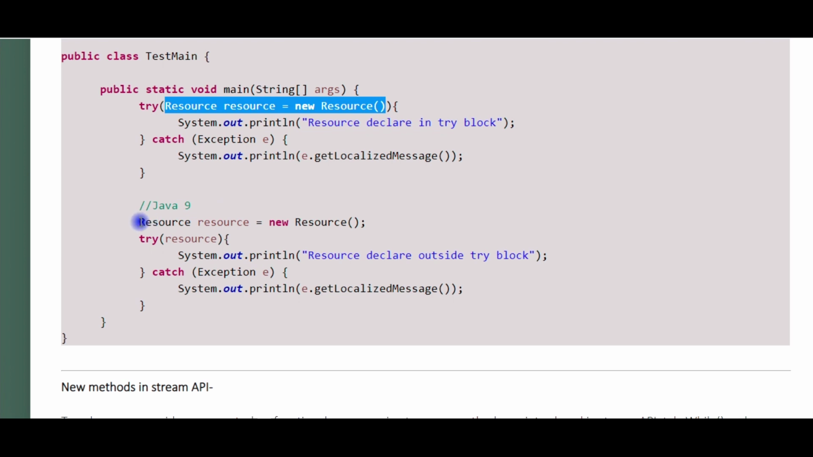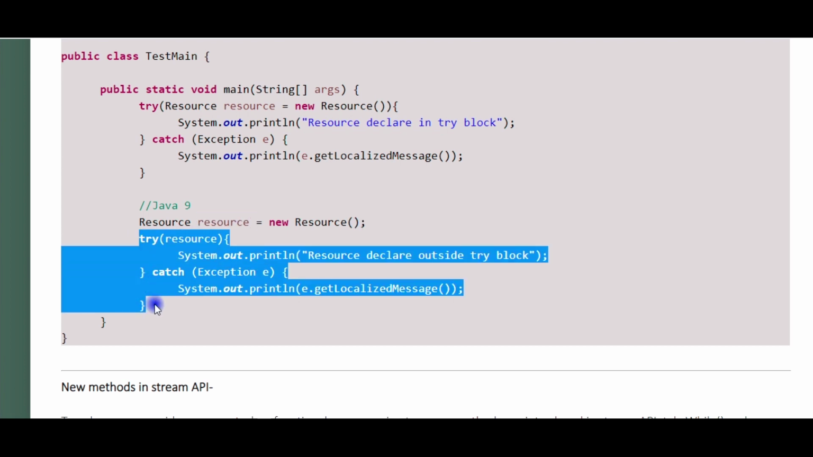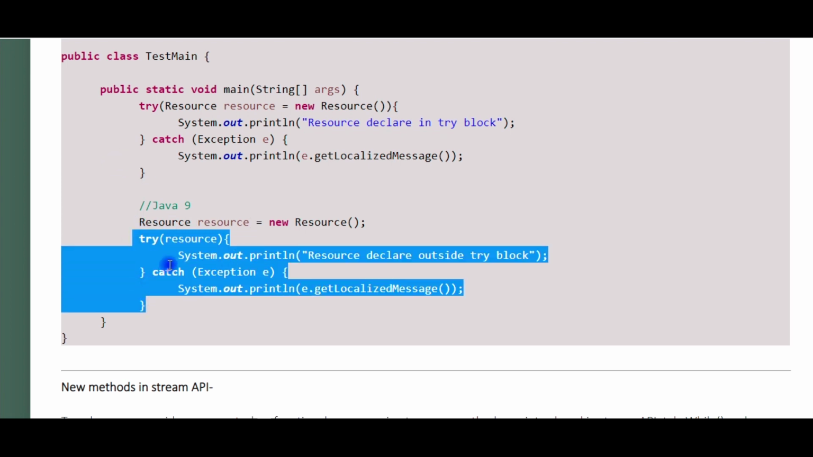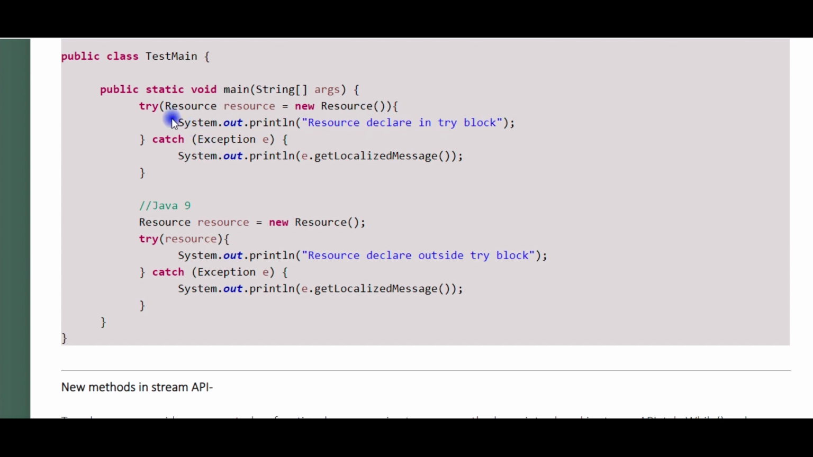In Java 9 there is no need to declare the resource inside the try block. We can declare it outside the try block. Here we are creating the resource equal to new Resource, and then we are passing this resource inside the try block. Then what is the use of doing this? As developers, there may be a possibility that we are passing the resource as a parameter to another method, and in that case the old constraint will not work. Now, if a resource is passed into the method, it can be used inside the method in the try block. There is no need to create that resource within the try block.